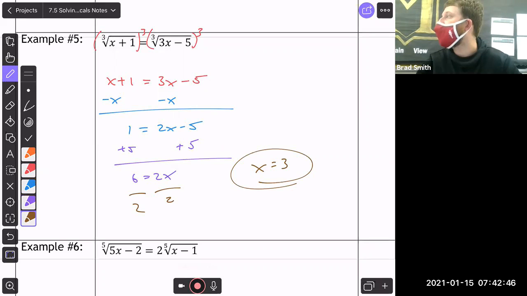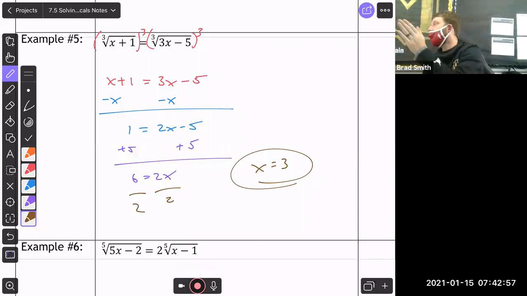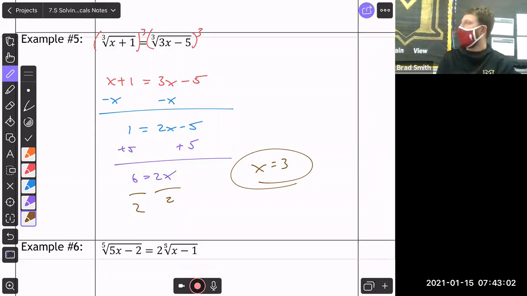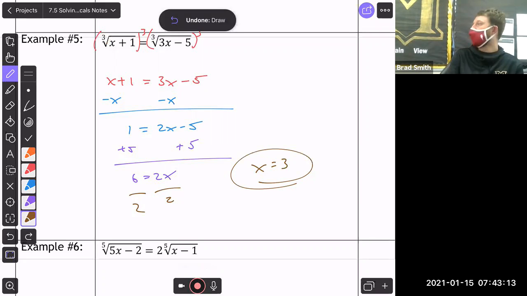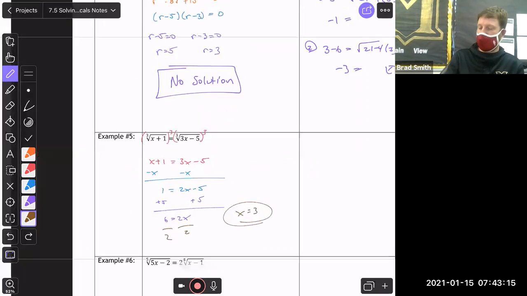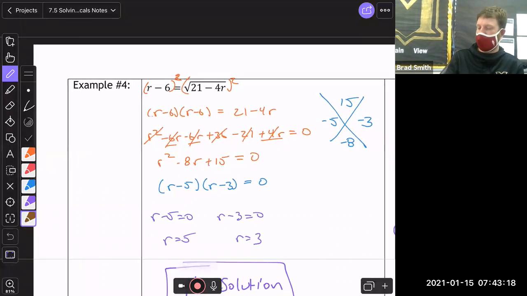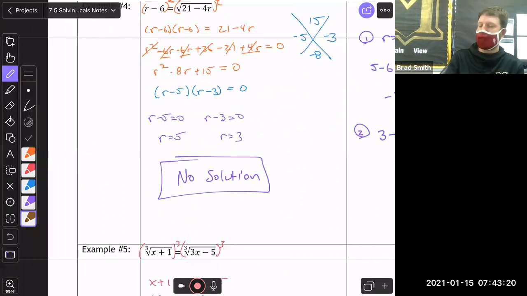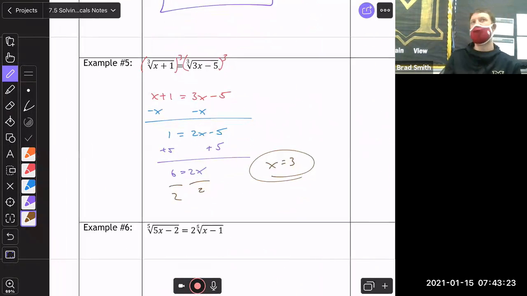You only check for extraneous solutions if the index is even. So even if it was 4, you would still check, because anytime there's an even root, you cannot take the even root of something and get a negative solution. If you have 2 solutions that are both odd, would you have to check? If the index is odd, it has nothing to do with the solutions. It has everything to do with the little number. So this is a cube, so I don't have to check it. This one's a square, so I need to check it. It's not if the solution's even. The solution has nothing to do with it.